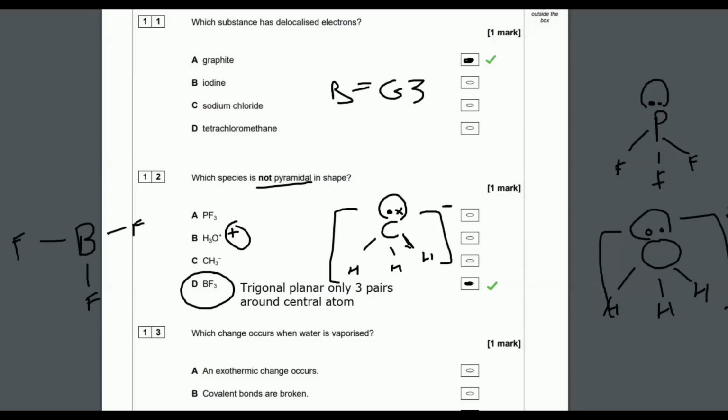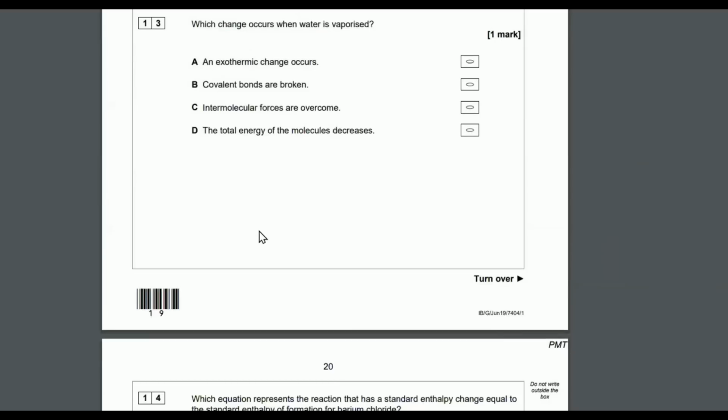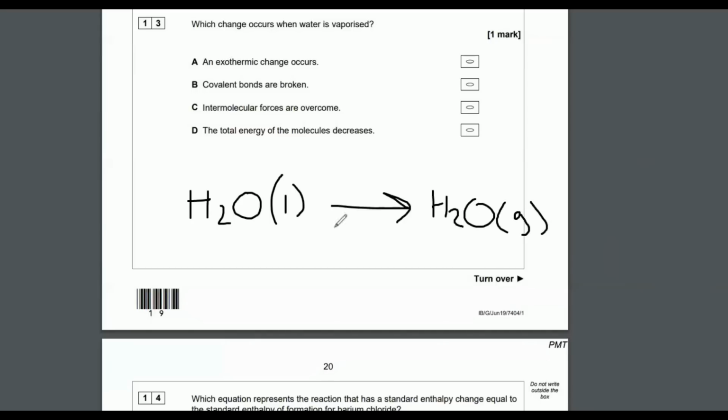Right, let's look down at question 13. Which change occurs when water is vaporized? You've got to remember, water is normally liquid at room temperature and pressure. We want to turn it into a gas. What do we have to do? We have to heat it. We all know that, right? And if you're putting heat in, is that exo or endo? Endothermic is putting heat in. So when you're changing state from liquid to gas or from solid to liquid, that is an endothermic change.